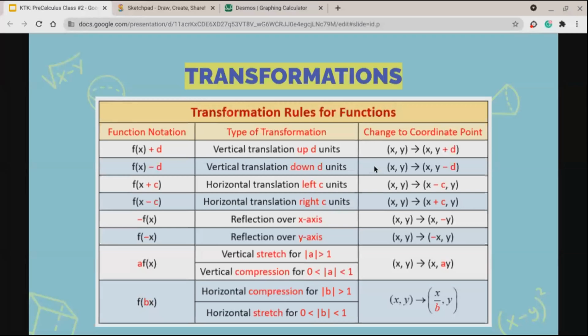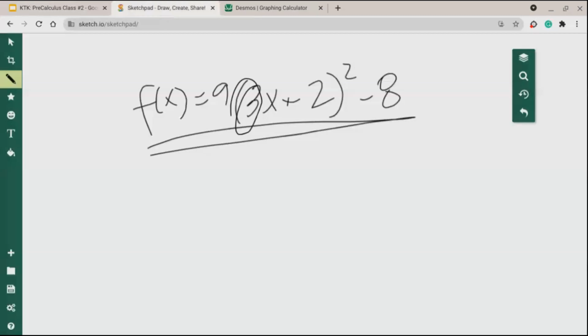So we have these transformation rules, right? And we want that transformation to be only on the x, and we don't want to have that coefficient in the equation, basically. So we have this 9, and that 9 is our vertical stretch by a factor of 9. And so we are only going to take this when we want to figure out our horizontal translation.